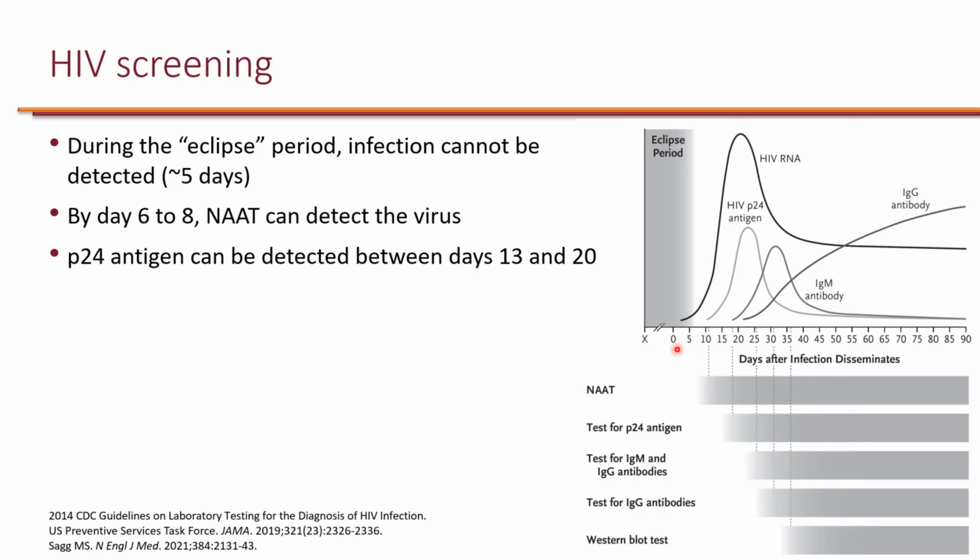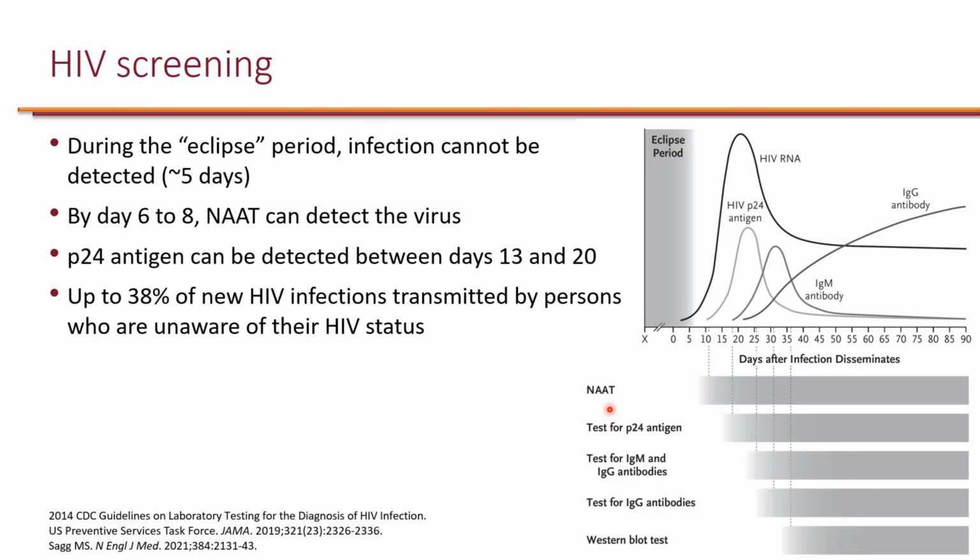Between days 13 and 20 is when the P24 antigen can be detected, and depending on what source you look at, you will see different numbers. Some sources say 15 to 20 days, some say 13 to 20. It's clear that around 2 to 3 weeks after exposure is when this antigen will be detected. Then it takes significantly longer for the body to make antibodies and for those antibody tests to be detected. Up to 38% of new HIV infections are transmitted by people who are unaware of their HIV status. So it is important to screen people who are at risk for HIV.